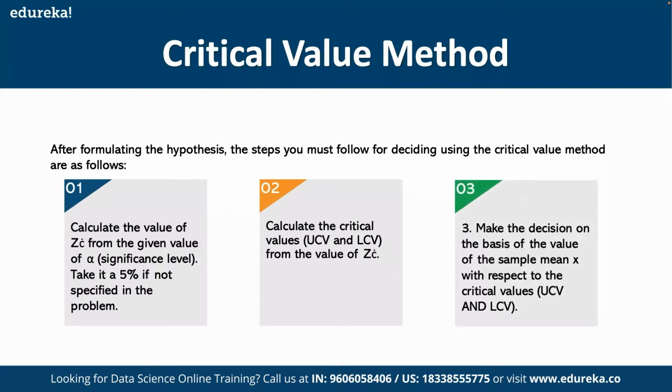So with all these values, we are going to decide whether it follows the null hypothesis or the alternate hypothesis. This is called the critical value method. Next, we have something called the p-value method. In this p-value method, we are going to check the value of p.